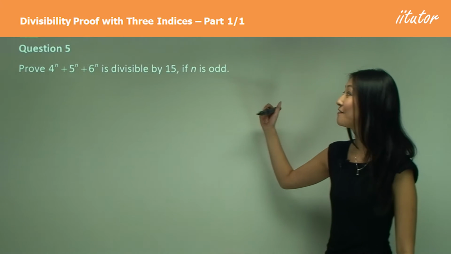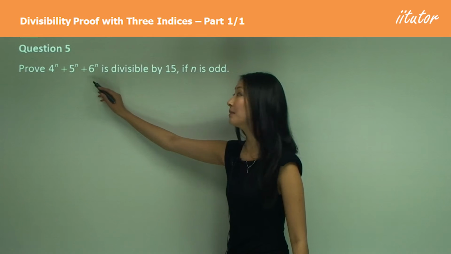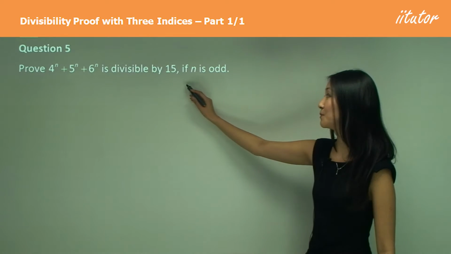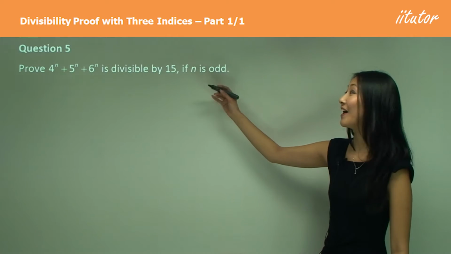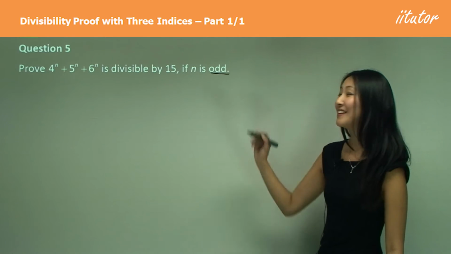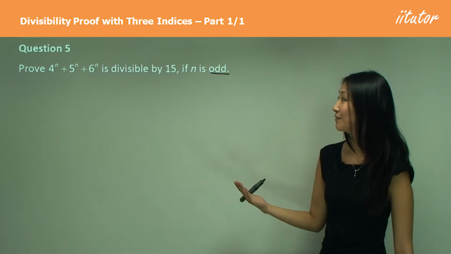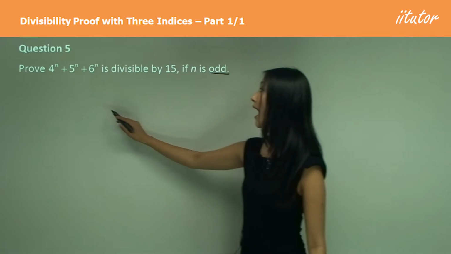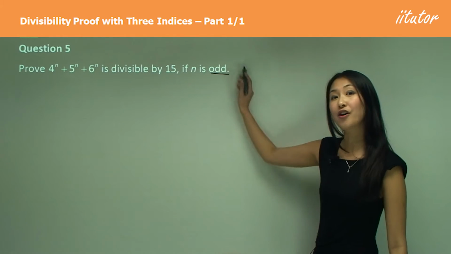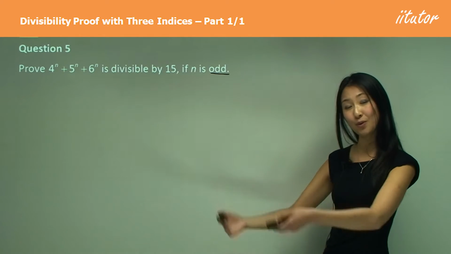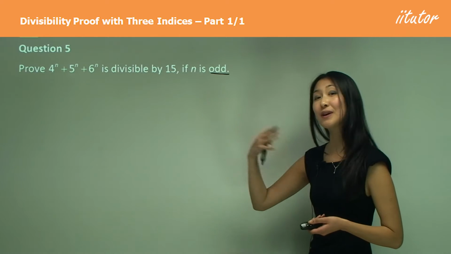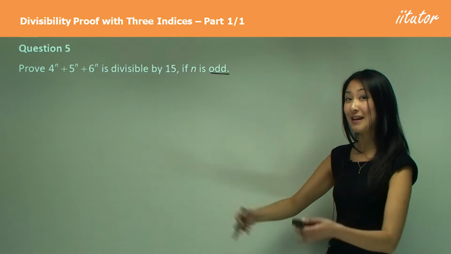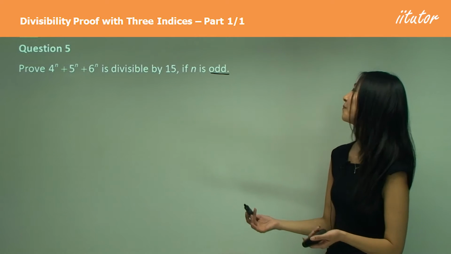We want to prove that 4 to the power of n plus 5 to the power of n plus 6 to the power of n is divisible by 15, and also if n is odd. So there's two things here. First of all, we've never worked with three indices, as you can see here, and it's also odd. So remember how we did the even questions before? We were increasing more than one. So the same thing applies here for odd. We want to be increasing more than one as well.